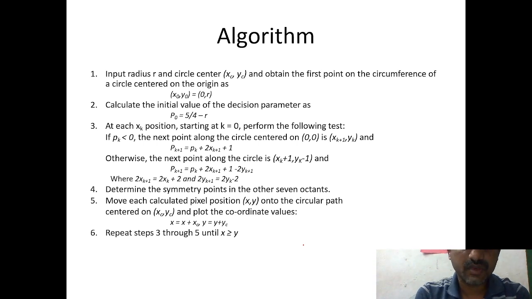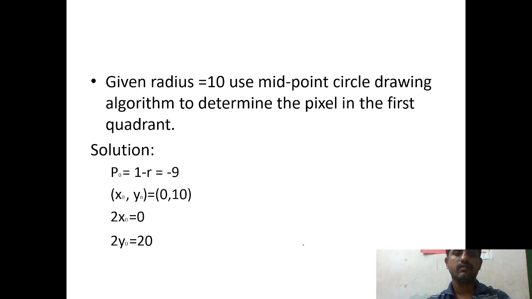To determine the symmetry points in the other 7 octants, move each calculated pixel position x, y onto the circular path centered on xc, yc, and plot the coordinate values x equal to x plus xc, y equal to y plus yc. Repeat steps 3 through 5 until x is greater than or equal to y. For example, given radius 10, use the midpoint circle drawing algorithm to determine the pixels in the first quadrant.